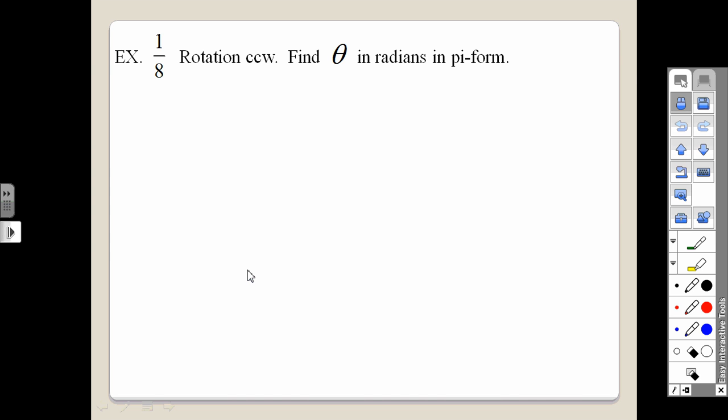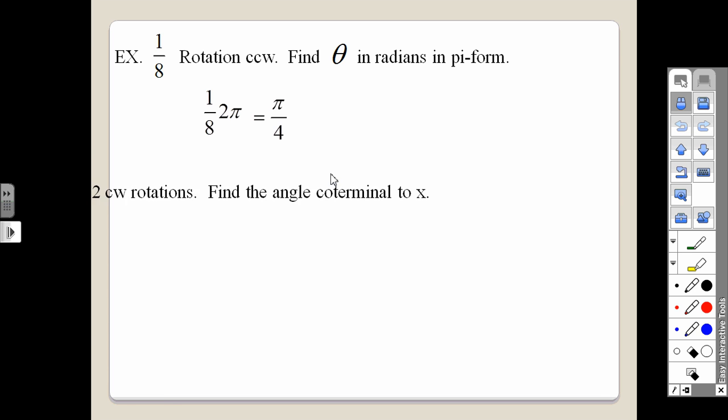Okay, so 1/8 of a rotation in the counterclockwise direction, well, counterclockwise first is positive, and an entire rotation is going around 360 degrees, which, remember, is equivalent to 2 pi radians. So we're just doing 1/8 of 2 pi. To simplify that out, you get pi over 4. So there's your answer, pi over 4 radians.